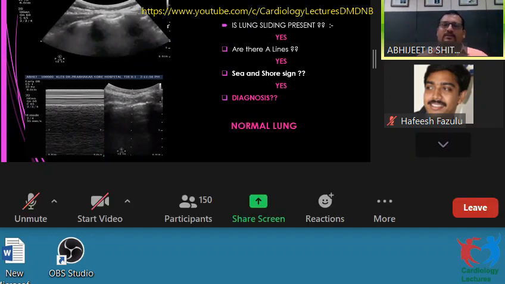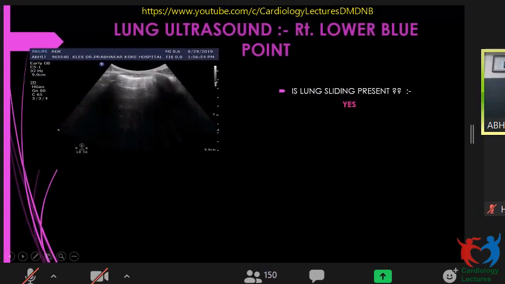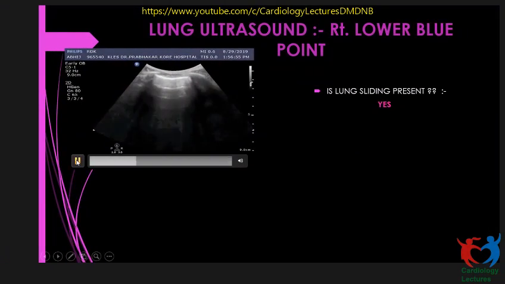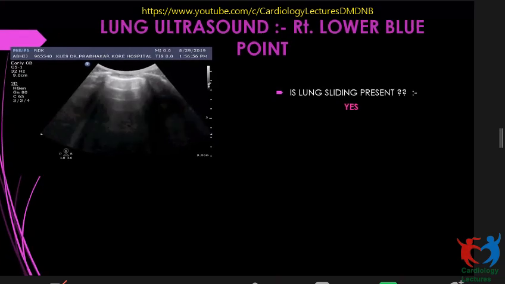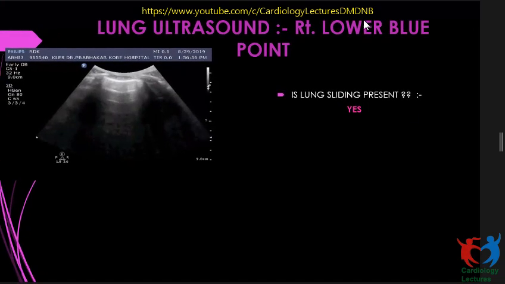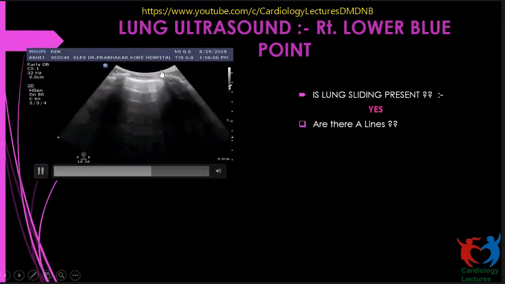Coming to the next. This is done at the right lower BLUE point. I will just play this image. Is there lung sliding present? Yes, it is there. Are there A lines? Yes, there are A lines which are equidistantly placed. See, this is done with a curvilinear array transducer, of intermediate frequency. See how nice the image quality is, because the surface of the probe is big enough. It gives you a very proper delineation of the lung ultrasound.